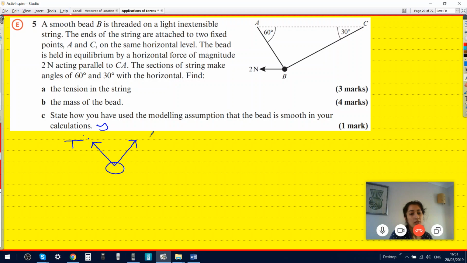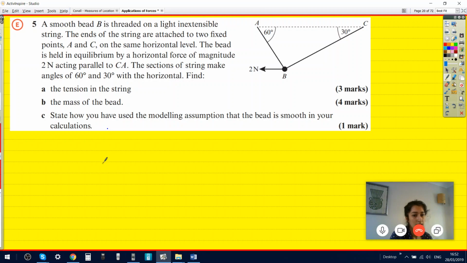Smooth bead is threaded on a light and extensible string. Center of the string attached to fixed points A and C. Bead is held in equilibrium by a horizontal force of magnitude Qn acting parallel to CA. Find the tension in the string.